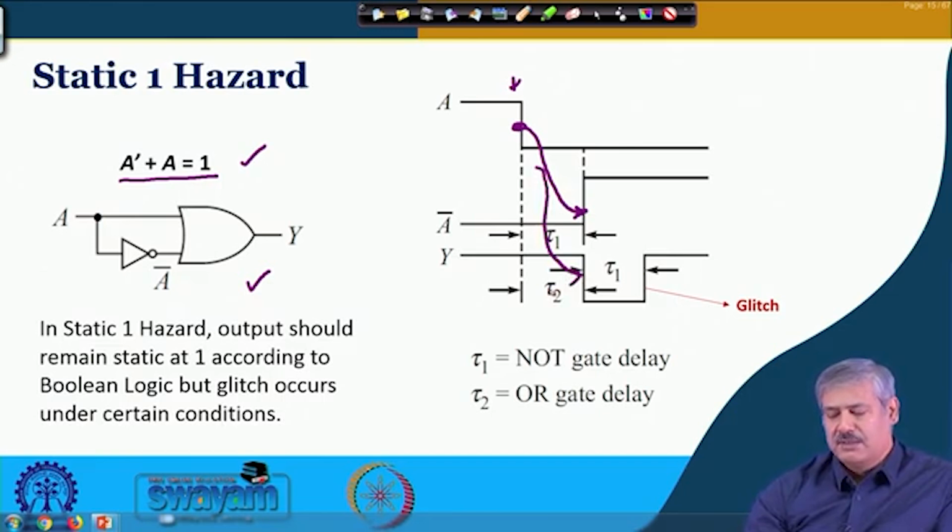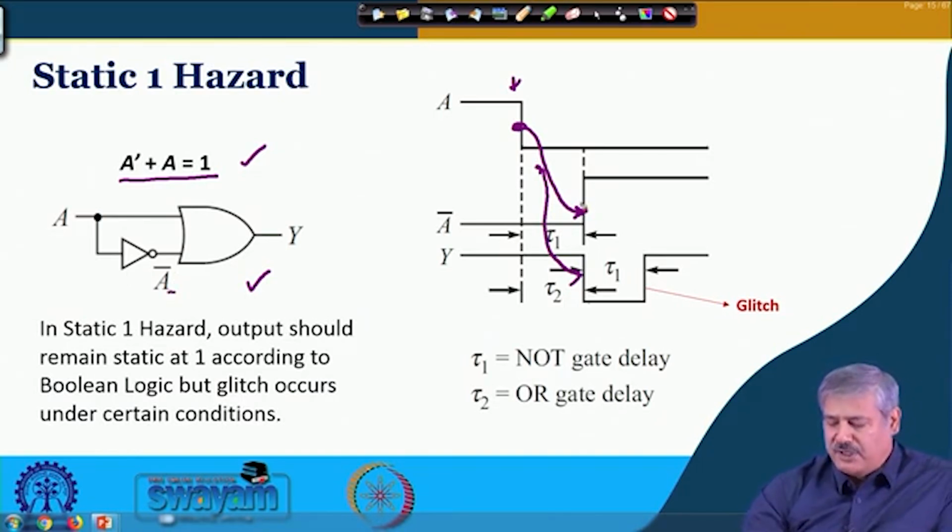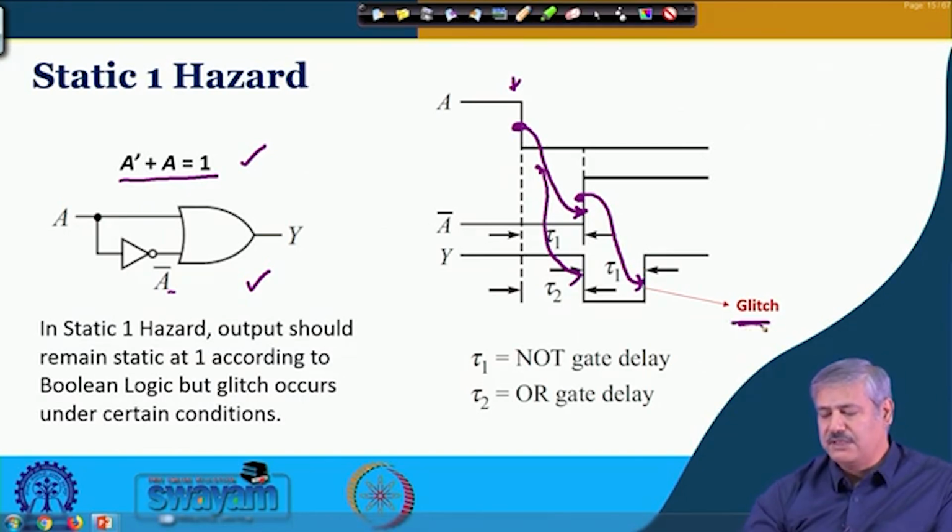Tau 1 and tau 2 could be different, but as I said, in the same logic family we usually take them as the same tau, and the low to high and high to low delays also can be different, but more or less for this depiction we can show them as the same. And after this propagation delay, this output will go to high, and because of which our output will go to 1 again, and it will remain low for that period only. Is it clear? So, this is how the glitch is occurring.